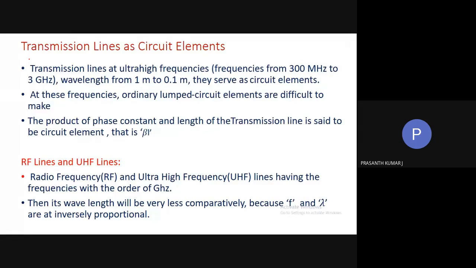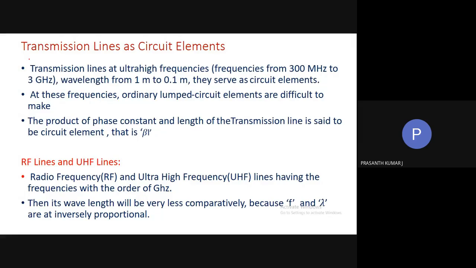Now the question is, why do we need to make it an inductor, capacitor or resistor? Again, from the application point of view. For example, in a Yagi-Uda antenna, which is used as a TV receiving antenna, we need a resistive load, a capacitive load, and an inductive load.